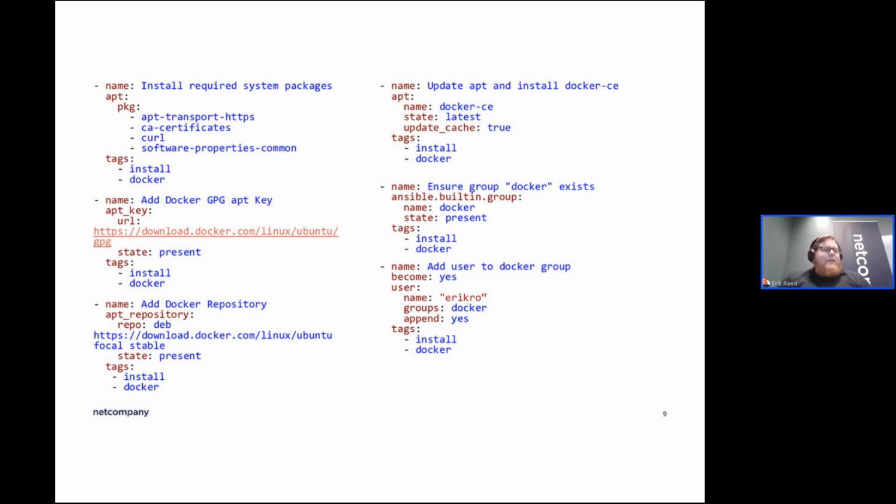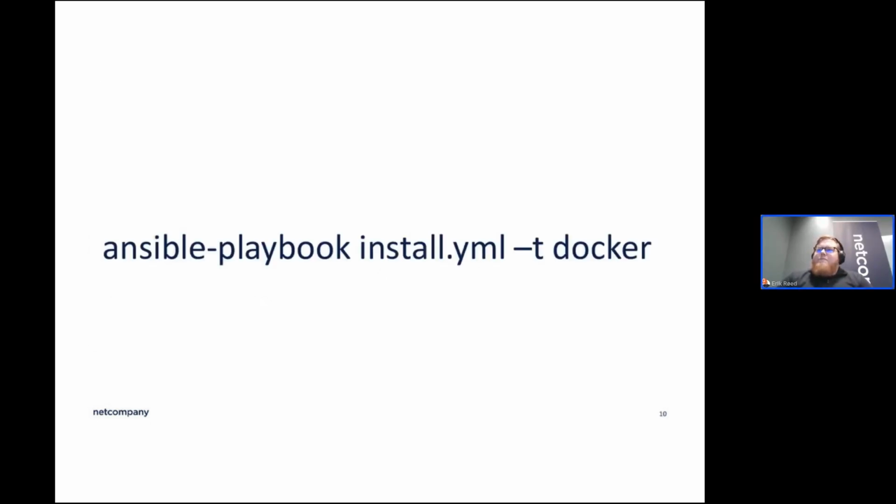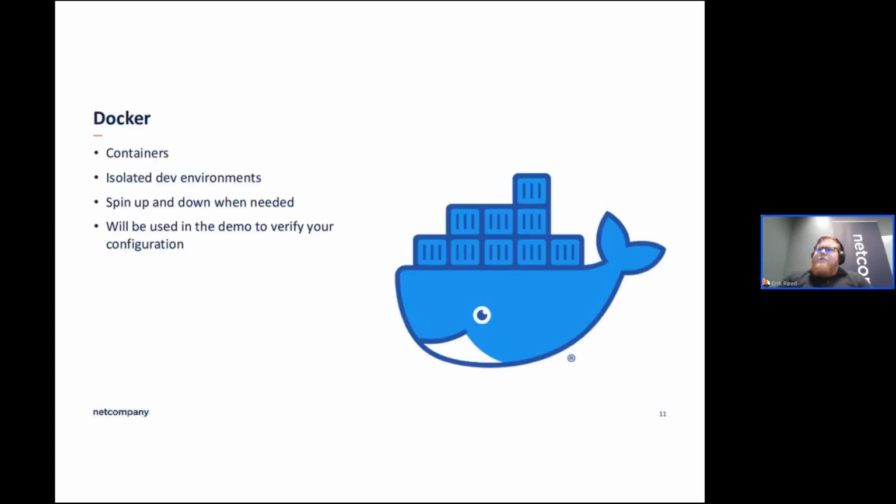And when we have this file, we can run this with this simple command, ansible-playbook install, and with the tag docker in this use case, but it doesn't necessarily need to use the tag though. So this is just a simple playbook to install Docker. And we will also use Docker in this session to test our configuration and see if it works as expected when we are developing our own playbook.